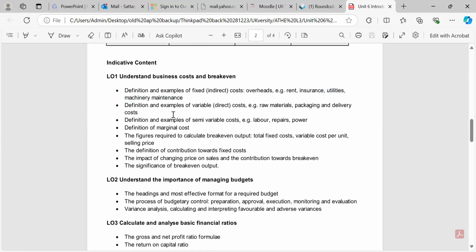Definition of variable cost: the cost which changes with the level of output, like raw material. If you produce more, you need more. If you're producing more, you need more packaging. If you deliver more units, there's a delivery cost. Then define the example of semi-variable, which is fixed and variable together, which we mentioned. The fixed cost and variable cost together in a product, we call it semi-variable. Marginal cost is the cost of every successive or additional unit.